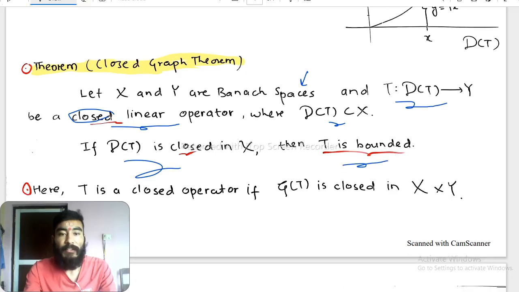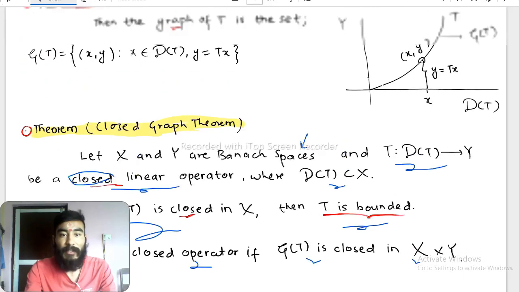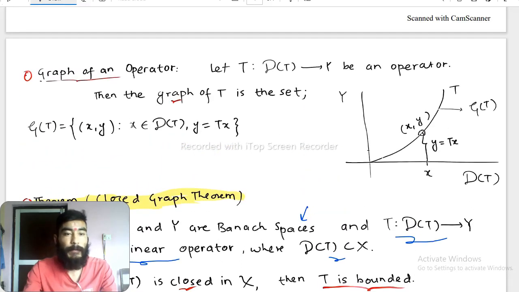Now let us define the closed linear operator. Here the operator T is closed if its graph G(T) is closed in X cross Y. If its graph is closed in X cross Y, then the operator is closed. Now let us give an explanation of this statement.